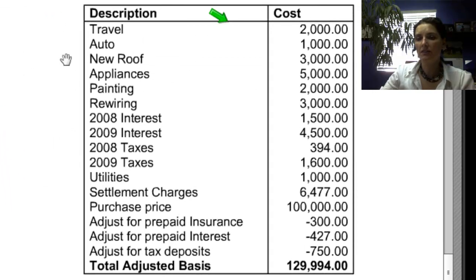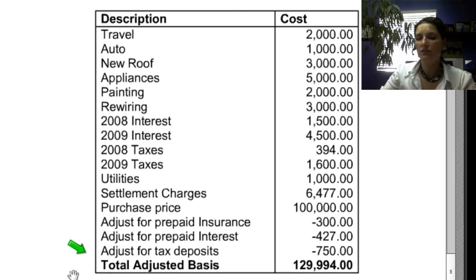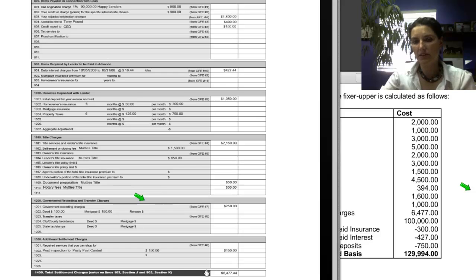So we have the description and the cost that we have included in our answer key. And of course we included the travel, the auto, the new roof, the appliances, the painting, the rewiring, and the 2008 and 2009 interest, and the 2008 and 2009 property taxes, as well as the utilities. The amount that we felt was allowable as settlement charges totaled $6,477. Also, of course, the purchase price of the property, but we took out adjustments for prepaid insurance, prepaid interest, and for tax deposits. And that leaves us with a total of $129,994.